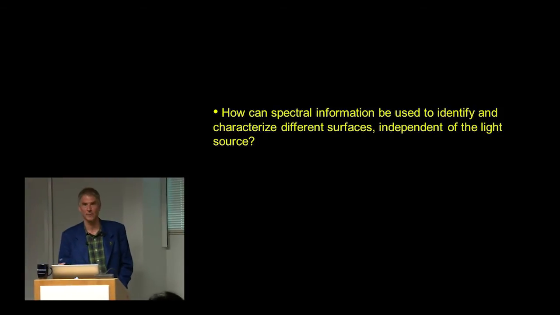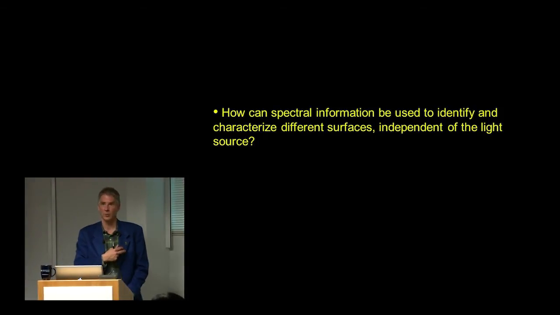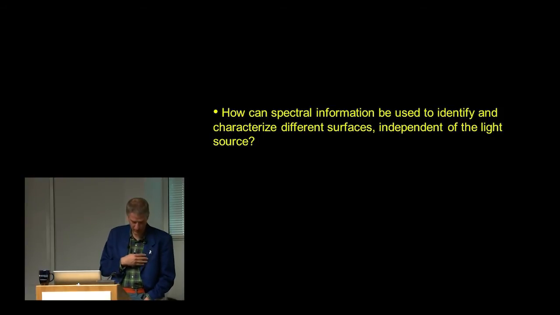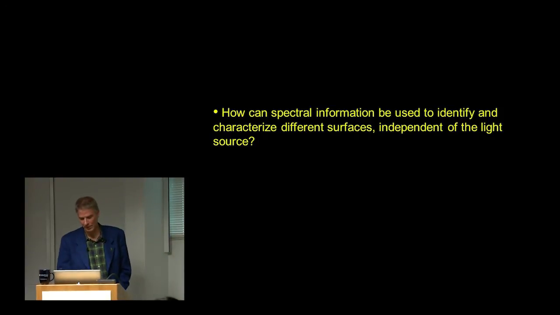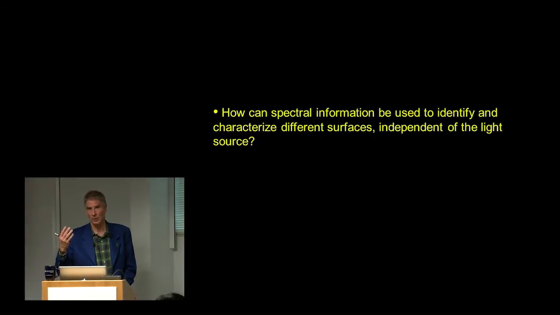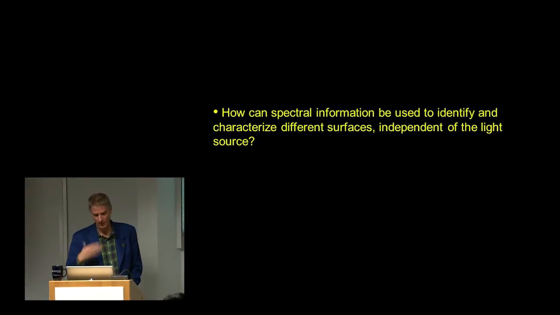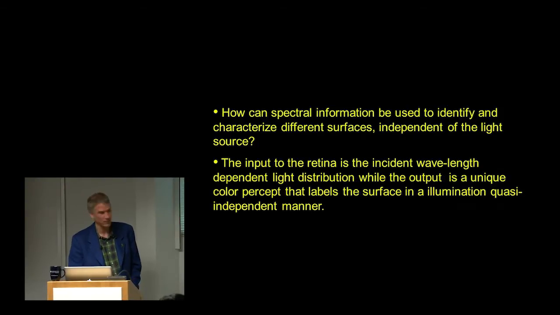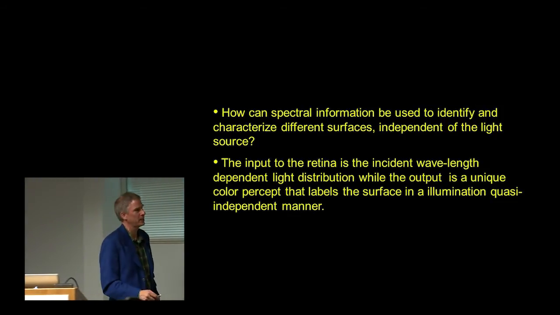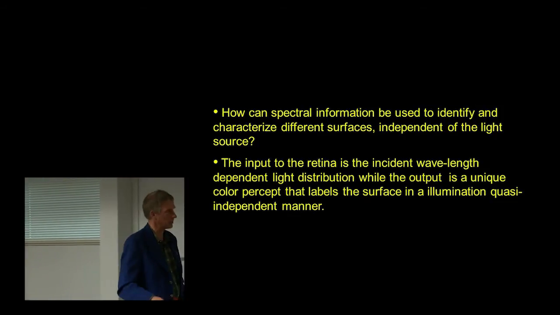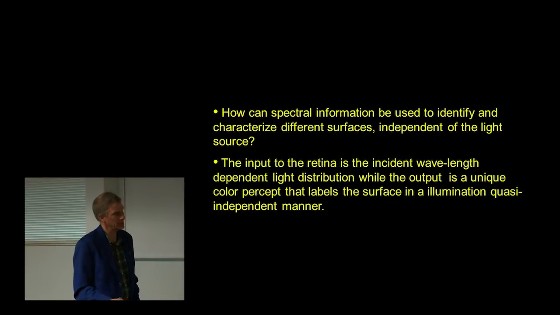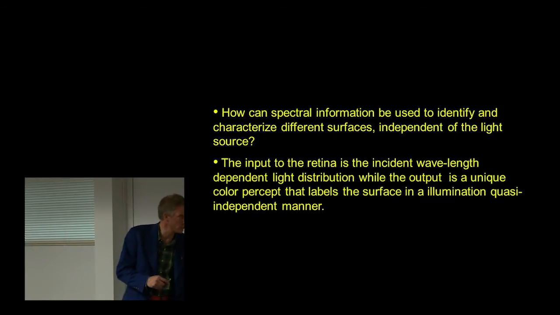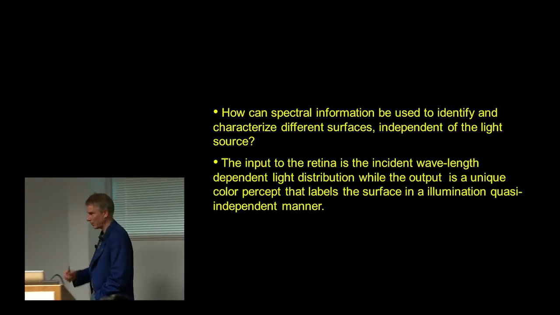So color constancy refers to the fact that you perceive the surface attribute known as color as relatively constant, even though the light source might change, and therefore the spectrum you get in your eyes changes. But your brain still tries to extract that underlying surface property independent of the nature of the light source. So the input to the retina is an incident wavelength-dependent light distribution across the spectrum, while the output, the one that you see and that we use to label and to do all sorts of computation, is a color percept that labels the surface in an illumination quasi-independent, not fully independent, manner. That's what happens with color.